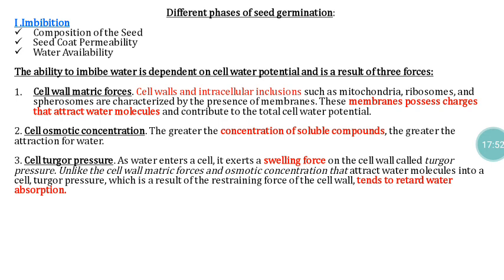So here the cell turgor pressure acts as a regulating force. As and when the seed attains its maximum capacity, the cell turgor pressure automatically retards the water absorption. So this is a controlling mechanism. The osmotic concentration helps the seeds to take up moisture, and when they attain maximum capacity, the cell turgor pressure retards the further entry of water.